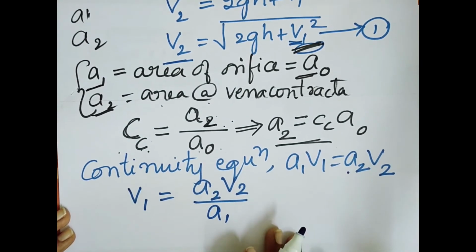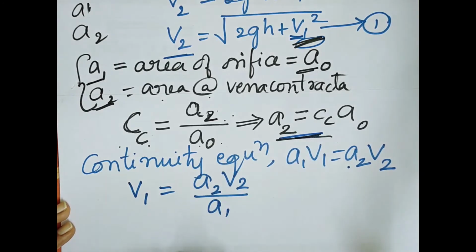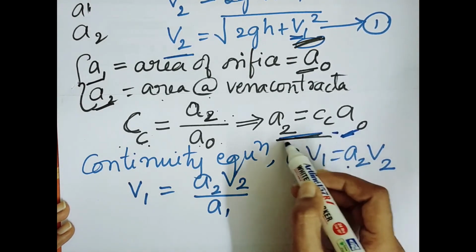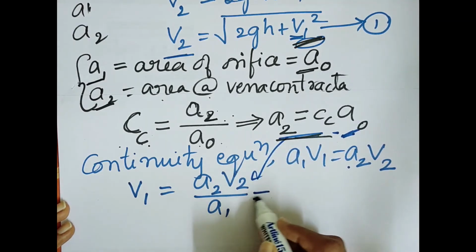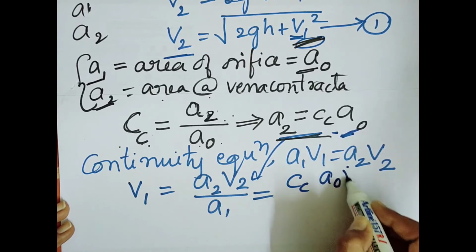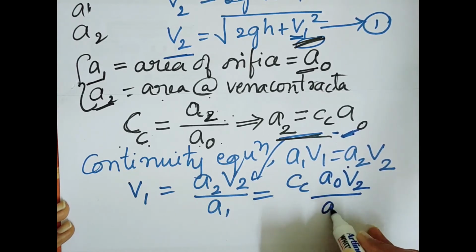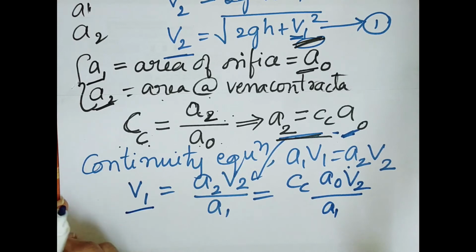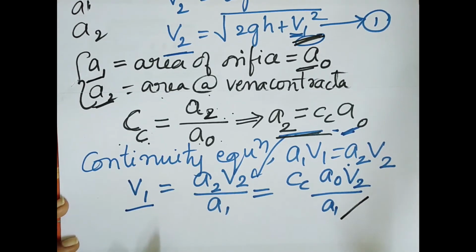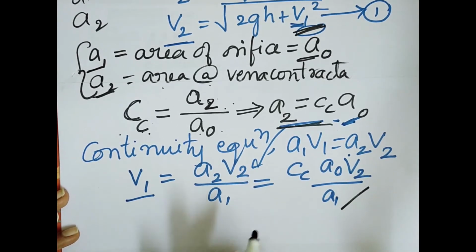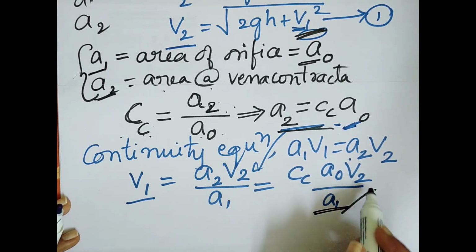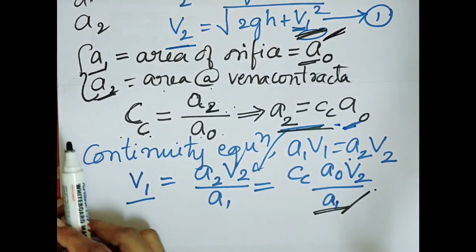And what is A2? We have derived A2 is Cc into A0. We have to substitute this A2 here in this equation. So you will get Cc into A0 V2 divided by A1. So V1 will be equal to Cc into A0 into V2 divided by A1. Now we'll substitute this V1 in equation number 1.